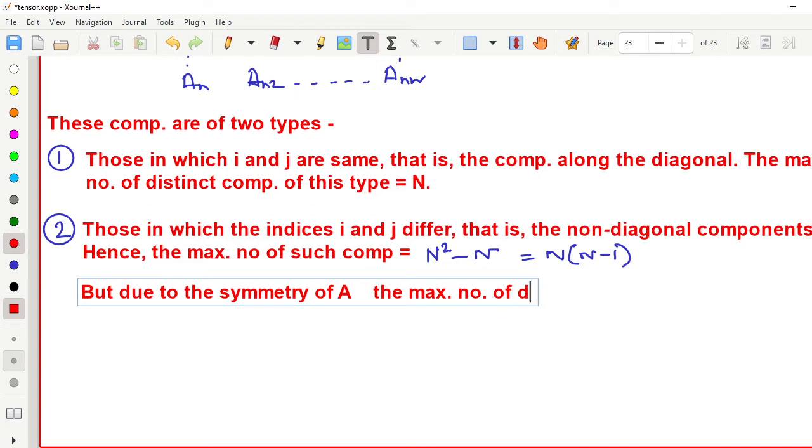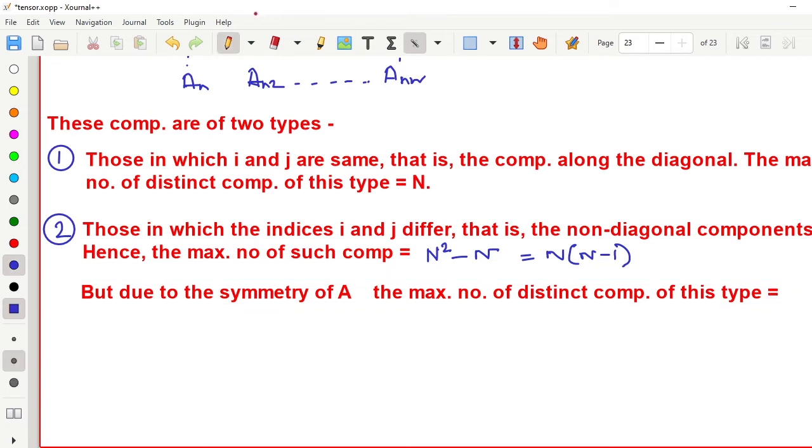The maximum number of distinct components of this type is equal to how many? এর distinct ওয়ালা কয়টা হবে? How many distinct such components are there? It is n(n minus 1) divided by 2. But due to symmetry, the maximum number of distinct components of this type is n(n minus 1)/2, right?